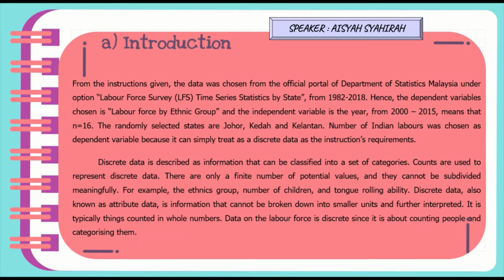Hence, the dependent variable chosen is the labour force by ethnic group, and the independent variable is the year from 2000 until 2015, which means that n is equal to 16. The randomly selected states are Johor, Kedah, and Kelantan. The number of Indian labourers was chosen as the dependent variable because it can simply be treated as discrete data, as the instructions require.